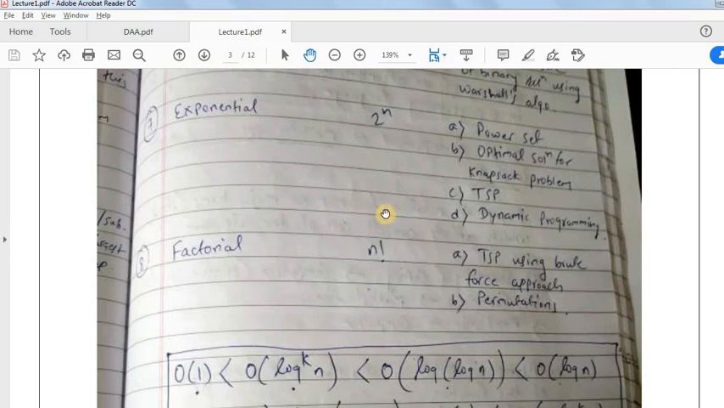Revising the efficiency classes we have seen so far, we have a total of 8 major categories of efficiency classes.